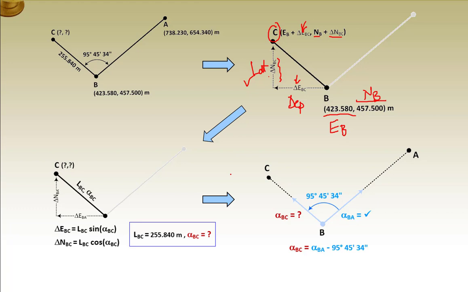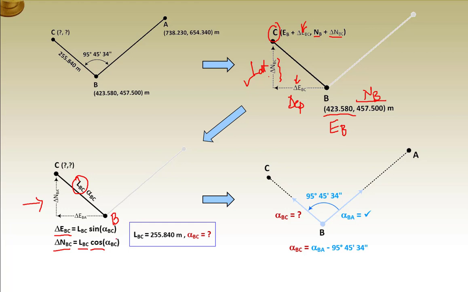How do we calculate delta E and delta N between B and C? Look at this figure here. We have this equation. We learned this in chapter 2 before. So delta E BC equals the length of the line BC multiplied by the sine of the azimuth from B to C. So this is B and that is C. Now, what is delta N BC, which is the latitude? It's the same thing, the length of the line multiplied by the cosine of the azimuth.